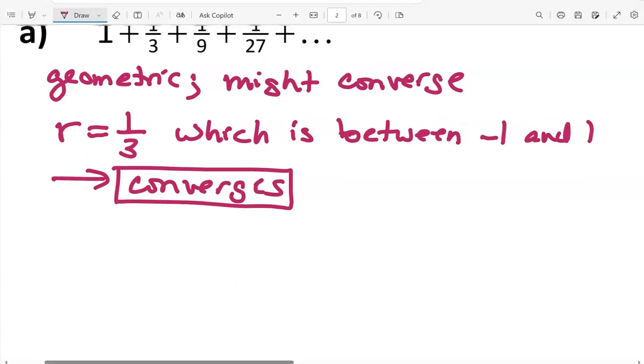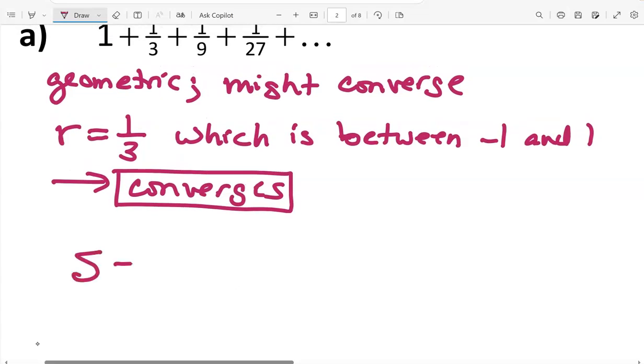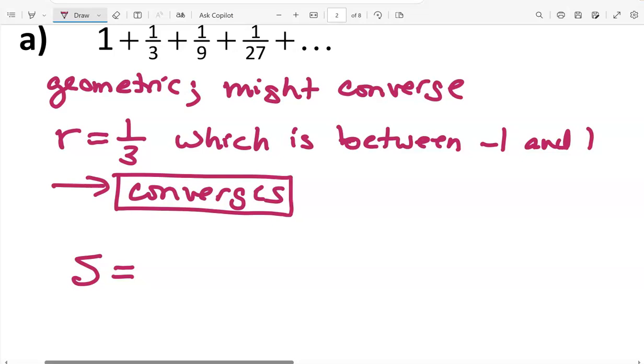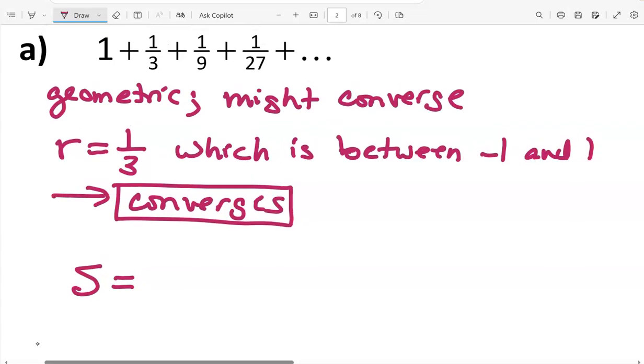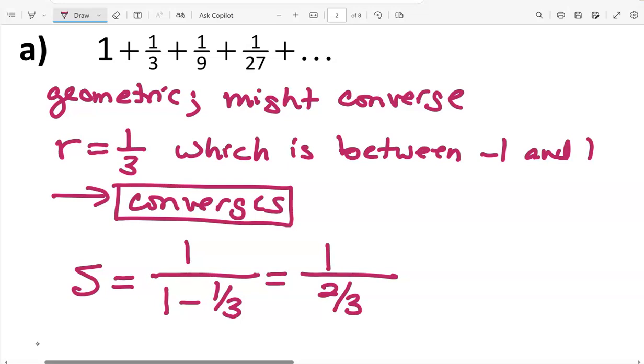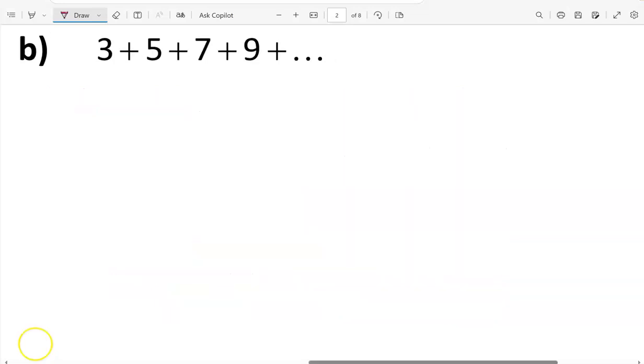Since it converges, we're going to find its sum. And the sum of an infinite geometric series is, if it converges, the first term, which is 1, divided by 1 minus the common ratio, which is 1/3. So that sum will be 1 divided by 1 minus 1/3, which is 2/3, and 1 divided by 2/3 is 3/2, or 1.5.